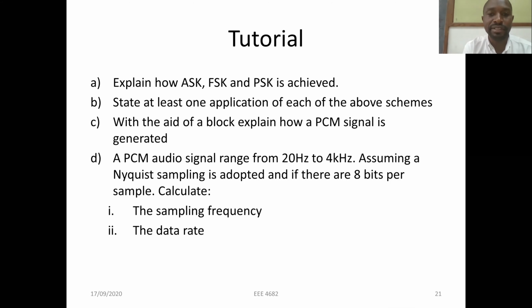Just to give a hint there, we are told the range is 20 hertz to 4 kilohertz, and we normally sample at twice the highest frequency. Therefore, the sampling frequency is expected to be 2 times 4, giving 8 kilohertz. The data rate is basically the sampling frequency times bits per sample, and that gives you 64 kilobits per second.